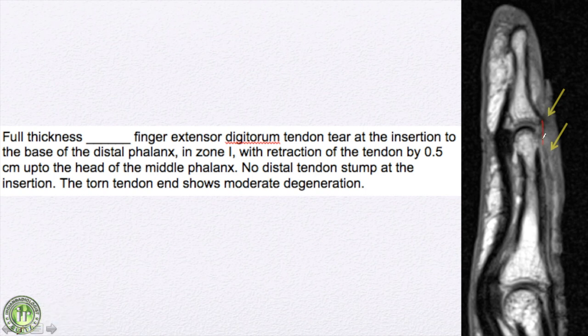This flimsy black structure that you see, that is nothing but the tendon sheath. It is not the tendon. No distal tendon stump is noted at the insertion and the torn tendon is showing moderate degeneration. So this is the healthy tendon, which is jet black in color. Here you can see it is bulky and a bit degenerated. So this is the complete report. The surgeon knows exactly what needs to be done for this patient.